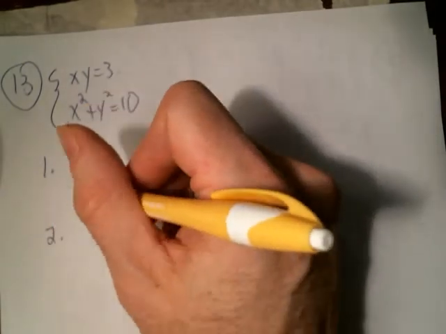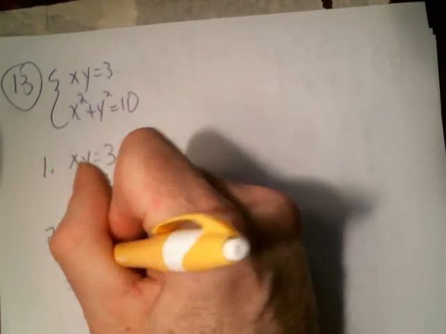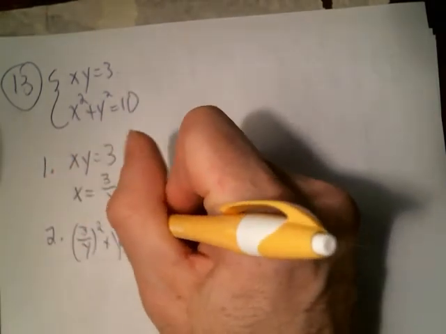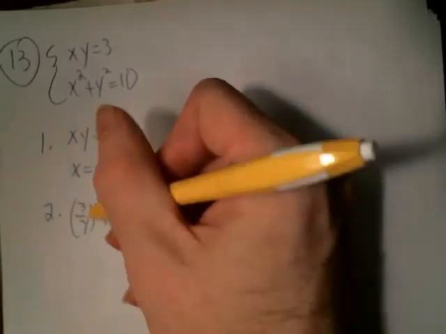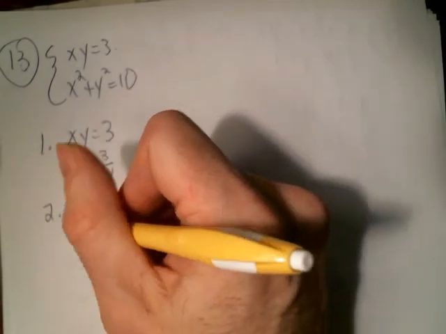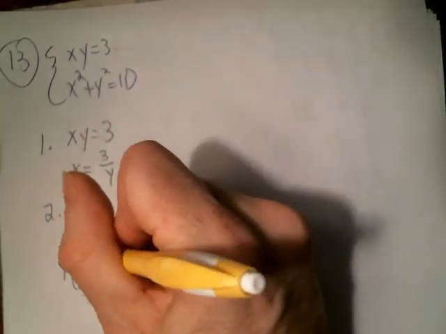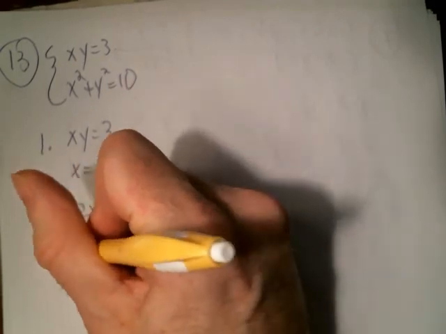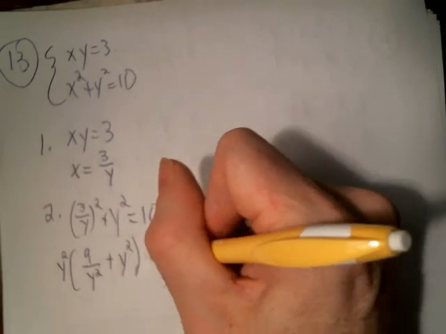So anyways, take this guy and substitute it into there. So we'll have 3 over y squared plus y squared is 10. I'm going to solve this thing, and I hate fractions, right? So I'm going to get rid of this y squared. By multiplying, I'm going to get rid of this fraction. So what is the fraction right now? It's 9 over y squared. I'm going to get rid of that problem by multiplying both sides by y squared.